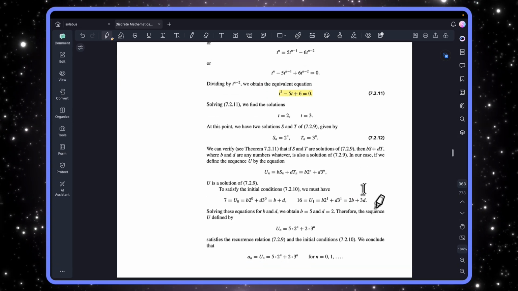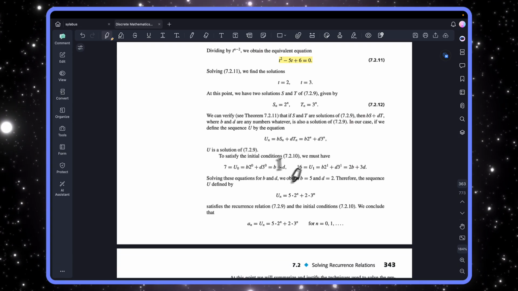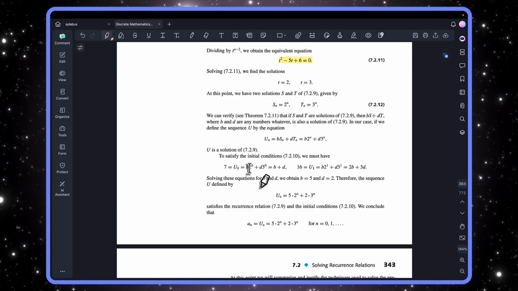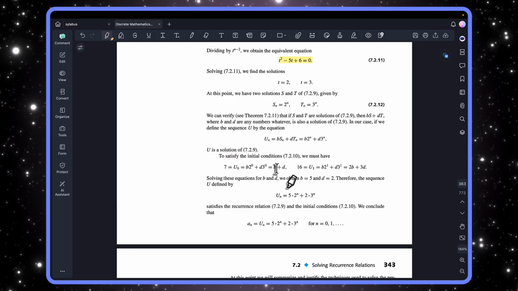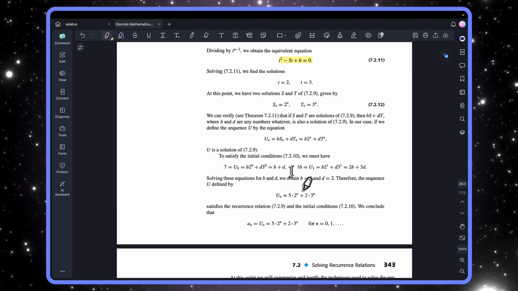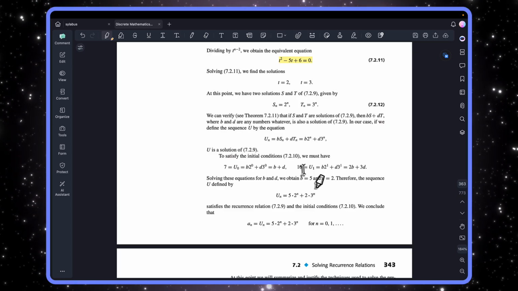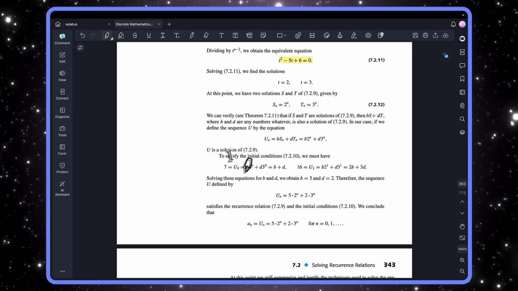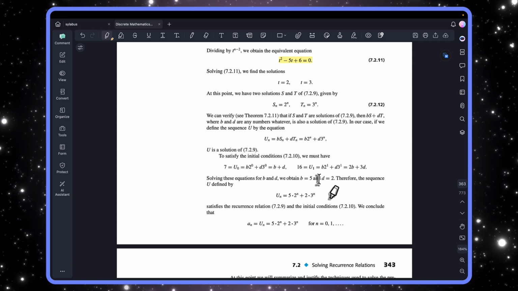To satisfy this, now what do we do? We plug in our initial conditions. We know that we want 7 to be equal to u0. So you plug in 2 to the 0, 3 to the 0, and you get this. So 7 has to be equal to b plus d, and 16 has to be equal to 2b plus 3d. That gives you a system of equations, and at some point in your career, you've learned how to solve systems of equations. You can do that, and you find that b is 5 and d is 2.